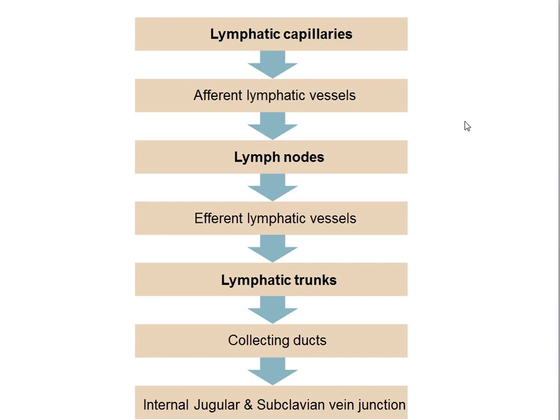So we start with our lymph out there floating in between the cells. That lymph gets picked up by the lymphatic capillaries. Those lymphatic capillaries are going to enter an afferent lymphatic vessel, which is then going to pass through a lymph node, and it's going to leave that lymph node through an efferent lymphatic vessel. Then it's going to go into one of the lymphatic trunks, just depending on what part of your body it's in. Then those lymphatic trunks are going to drain into one of the 2 collecting ducts, and those 2 collecting ducts are going to dump into the internal jugular and subclavian vein junction on the left and right side, just depending on which collecting duct it is that we were talking about.